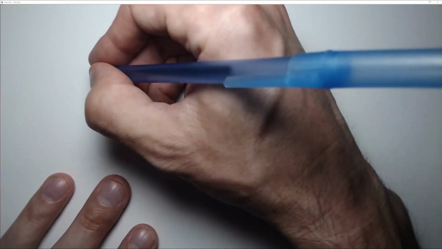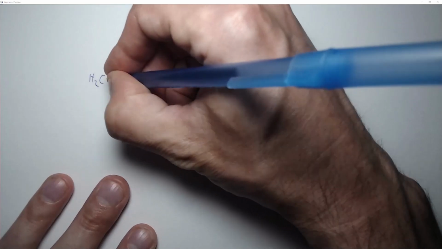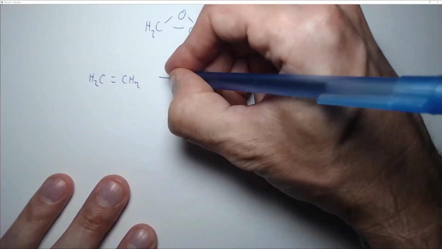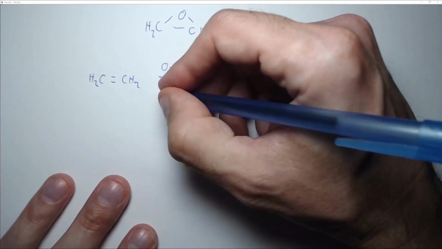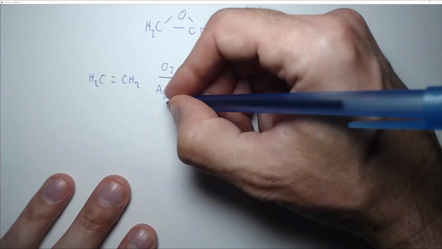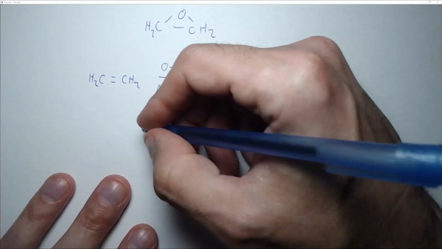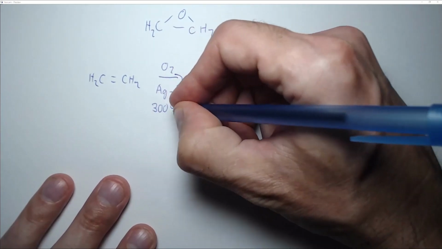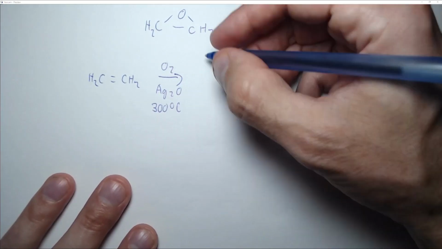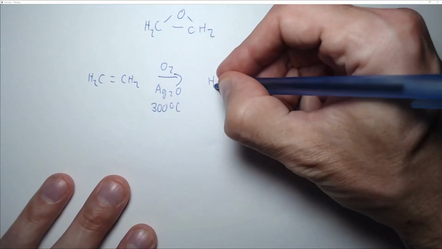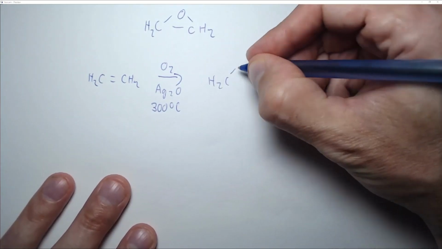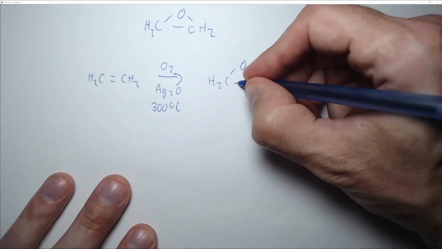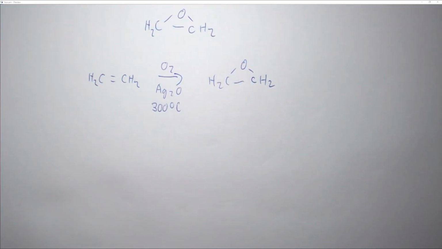So if we take ethylene, CH2 double bond CH2, and we treat it in the presence of oxygen with silver, or just silver oxide, at 300 degrees C, we can make this epoxide right here. So we can add that oxygen bond between those two carbons.